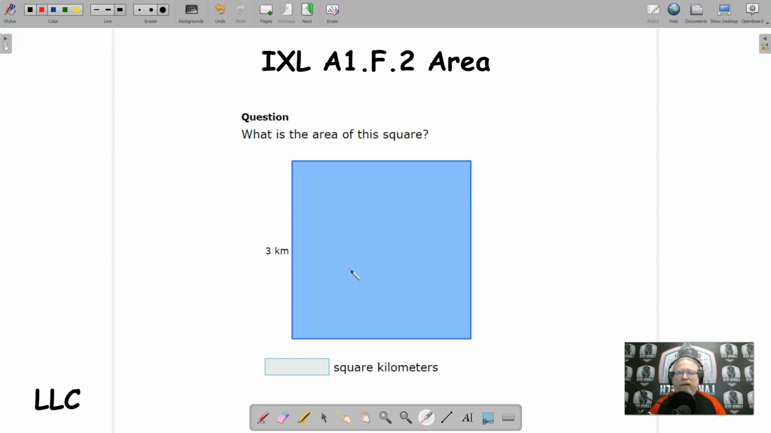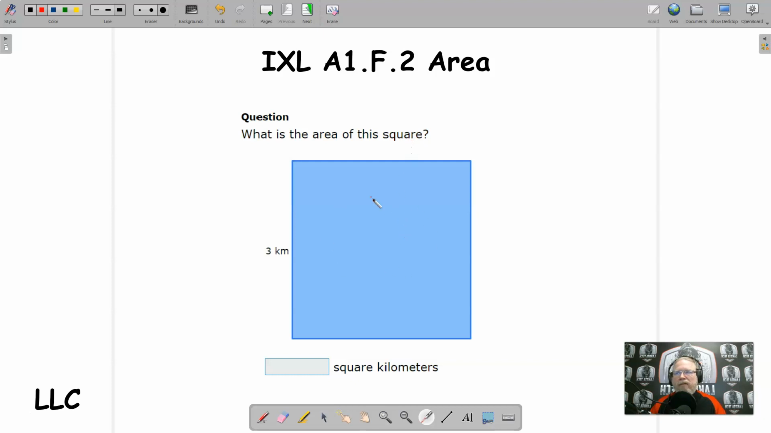Hello, this video is for IXL Activity A1.F.2. The activity is titled Area. The 3-character code for this activity is Lima, Lima, Charlie. The question is, what is the area of this square?